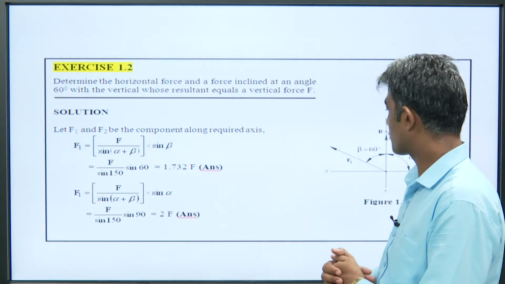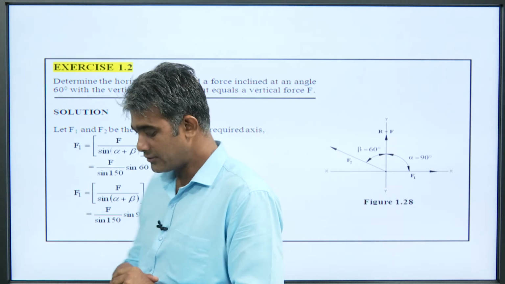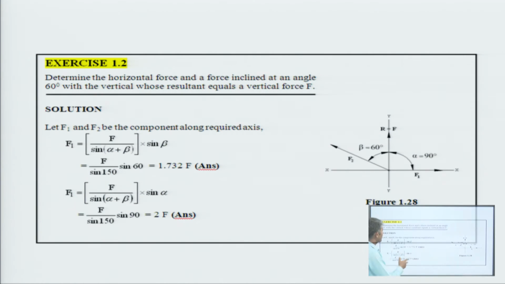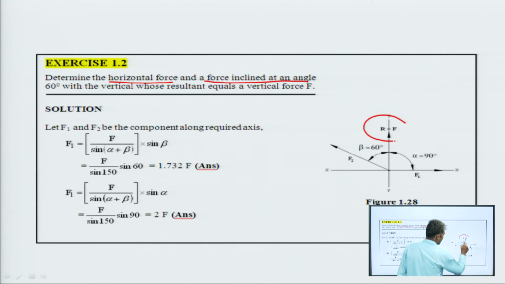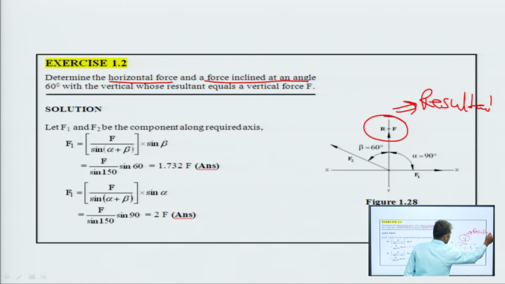In our next question, what is given to us? We have to determine a horizontal force and a force inclined at an angle of 60 degrees with the vertical, whose resultant equals a vertical force. This one is the vertical force, this is the resultant.